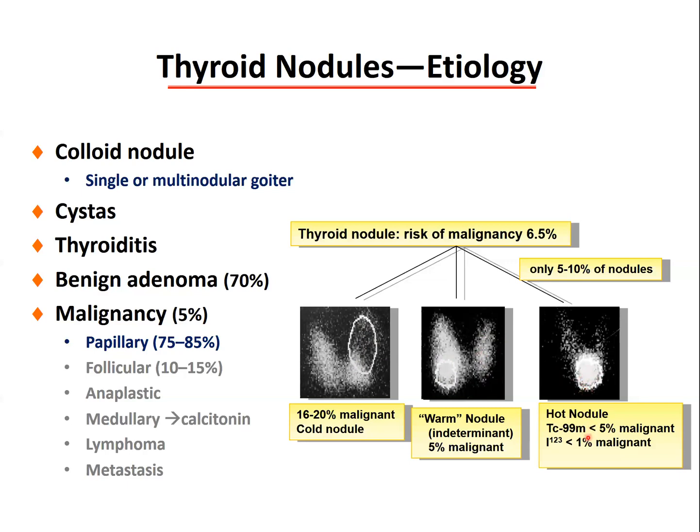It's very rare, usually less than 1% are malignant tumors. That means we have a highly active area taking up the radioactivity, and the normal part is completely suppressed due to the very high level of thyroxine.